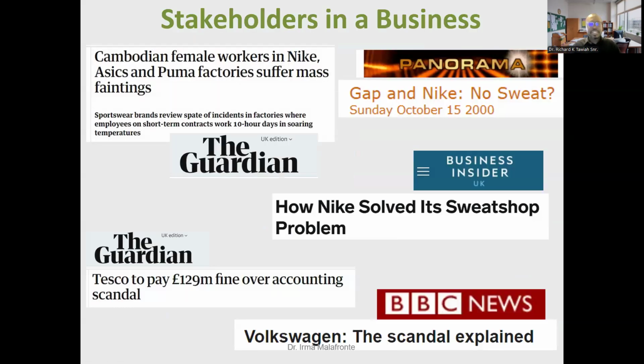Look at stakeholders in a business. These are publications from some outlets. BBC mentioned Volkswagen, the scandal. You may have heard of the VW scandal with emissions. The Guardian: Tesco to pay £129 million fine over accounting scandals. How Nike solved its sweatshop problem. Cambodian female workers in Nike, Asics, and Puma factories suffer mass faintings. Why? So much work, little pay. So everyone is interested in watching us as a company.